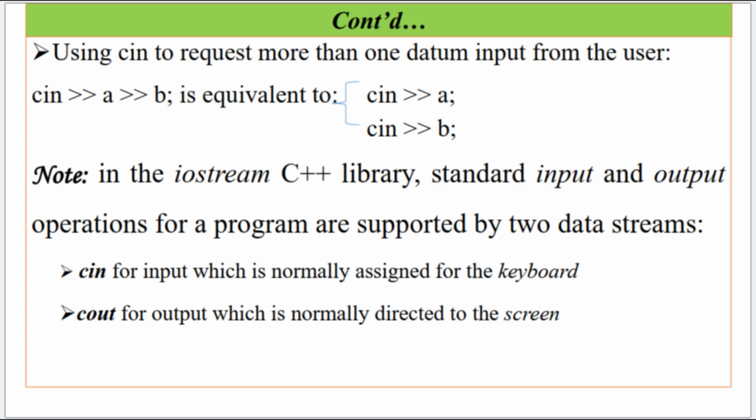Using cin to extract data from the keyboard: cin >> a; is equivalent to std::cin >> a. Note: in the iostream C++ library, standard input and output operations for a program are supported by two data streams: cin for input, which is normally assigned to the keyboard, and cout for output, which is normally directed to the screen.